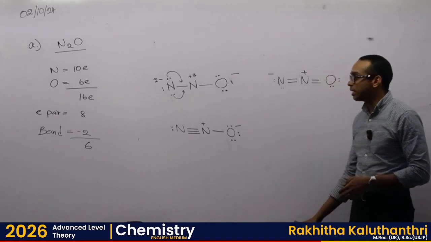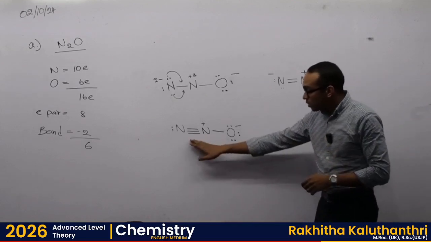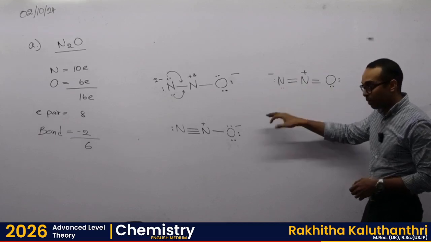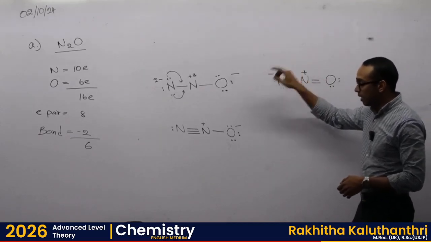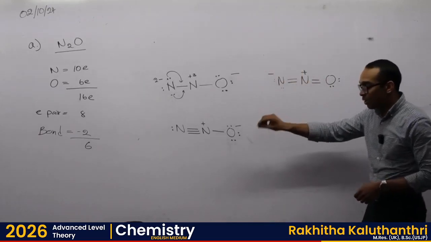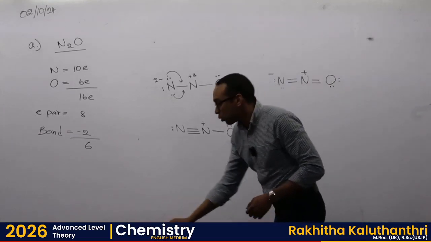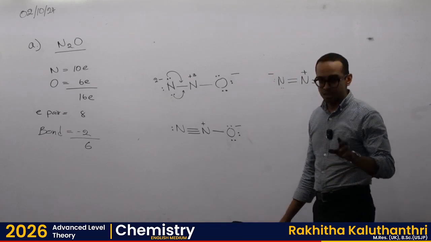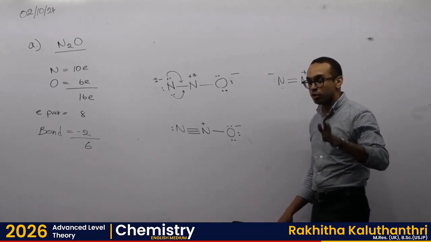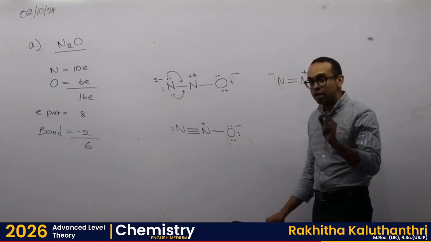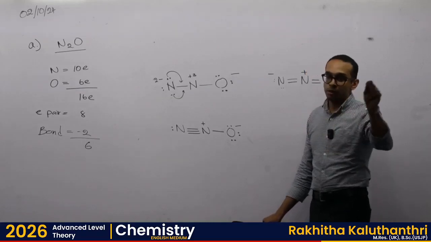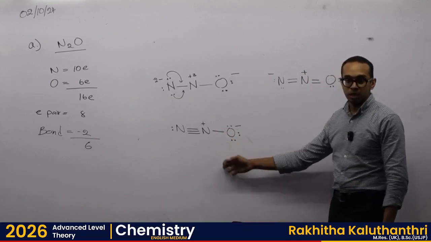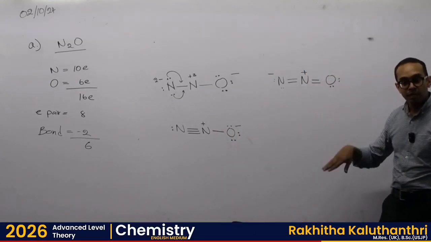So what I'm trying to say here is, this one happens to be the most stable. This is also stable, but not as stable as this. So when a question asks you to draw the Lewis structure, in our structured papers they are very clear about the terminology. They don't just say draw the Lewis structure. In the structured paper, they say draw the most stable Lewis structure. Then obviously this is the most stable Lewis structure, not this. Understood?